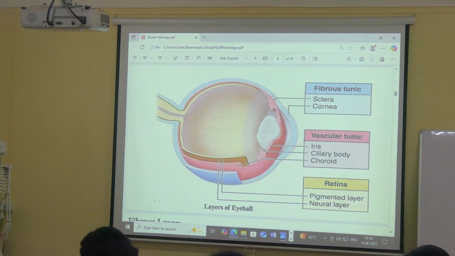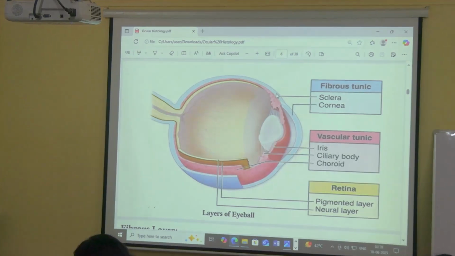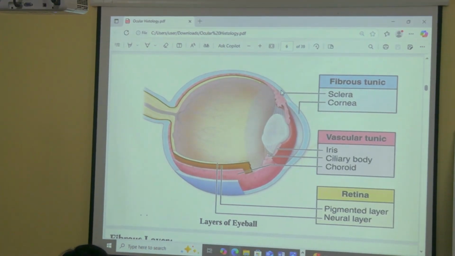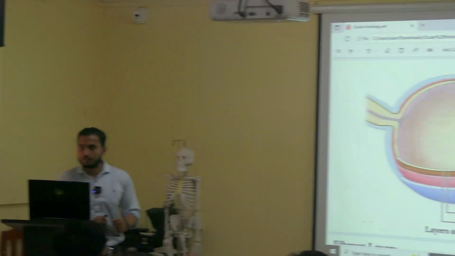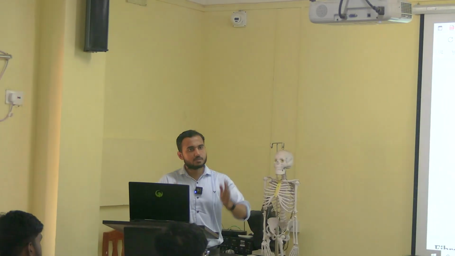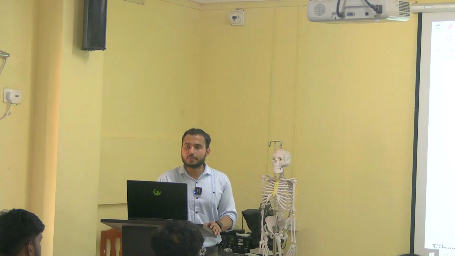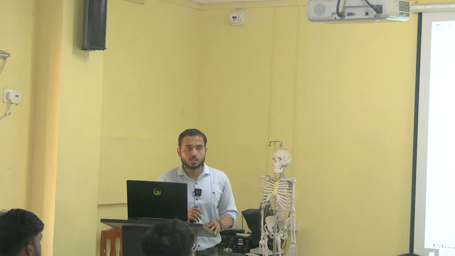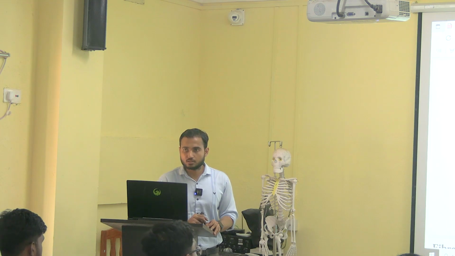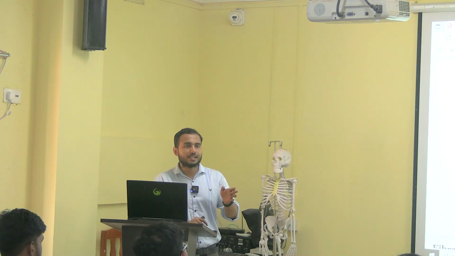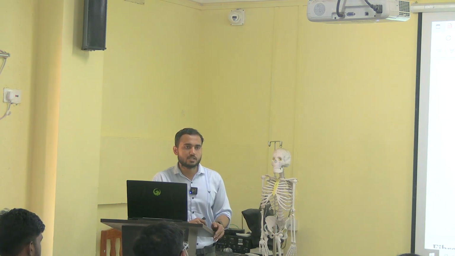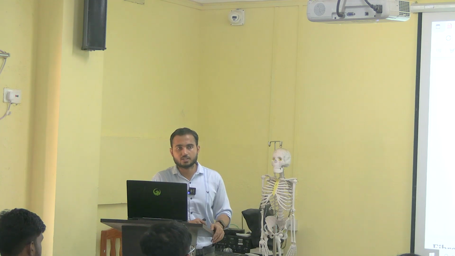See, sclera and cornea together they are forming the fibrous layer. Okay. Now, when they are forming the fibrous layer, most of the eyeball is covered by sclera. Only the anterior 1/6 part is not covered by sclera, but it is covered by cornea, through which the light is entering. And if you see the sclera, it is not transparent in nature, but cornea is transparent in nature.